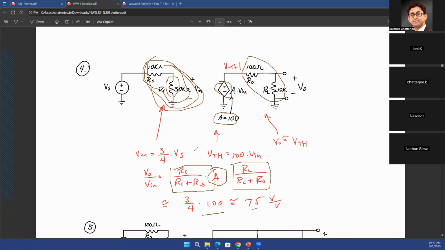So for example, let's just think about the output. RL is 10 kilo ohm, and RO is only 100 ohms. So the voltage division ratio you have is 10 kilo ohm divided by 10 kilo ohm plus 100 ohm. It doesn't really make sense to calculate what that value really is. It will be very close to 1. It could be 0.999 something, or maybe 0.98 something, right? So it's almost as good as a ratio of 1.